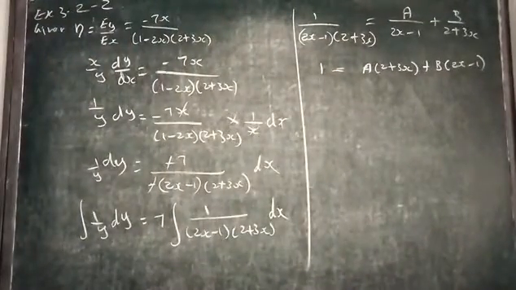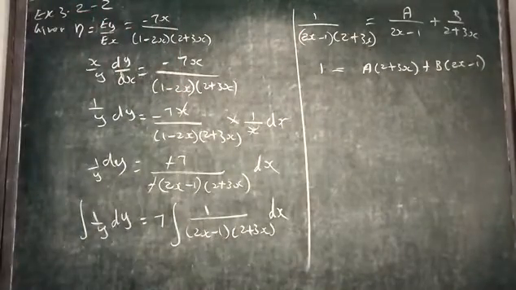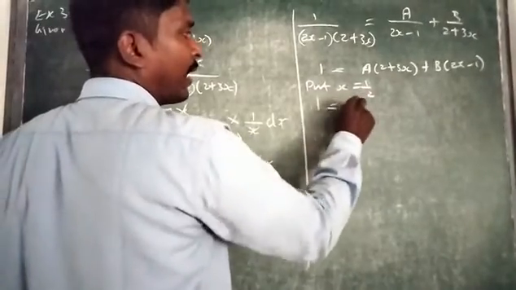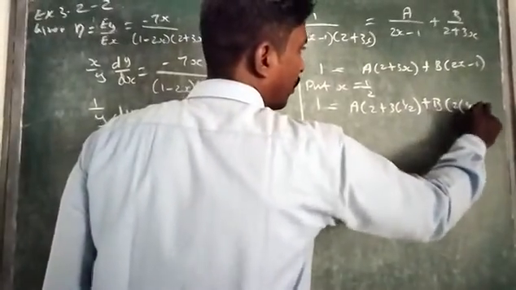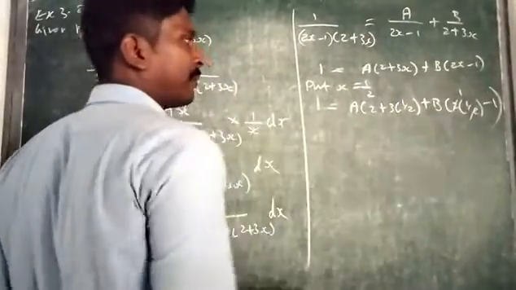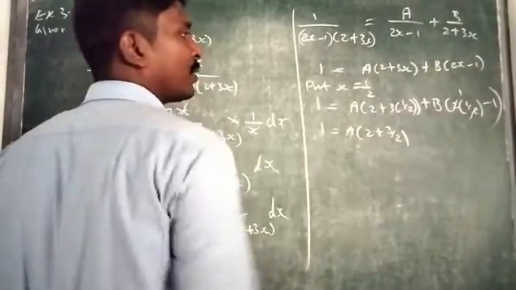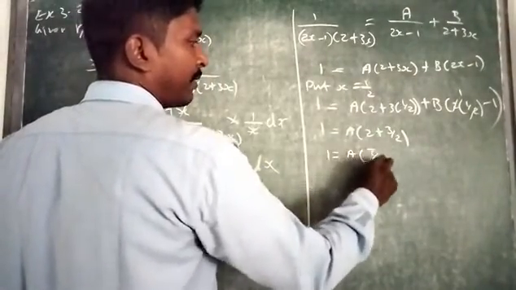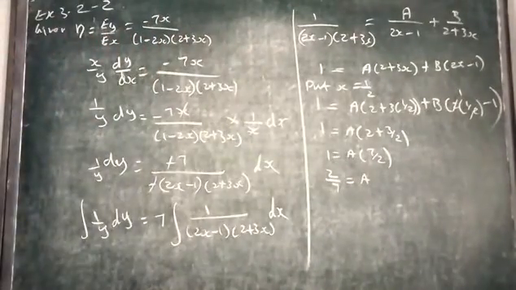To find the A value, try to make the B term 0. So instead of x, substitute 1 by 2. I am going to put x equal to 1 by 2. Then 1 equal to A into (2 plus 3 into 1 by 2) plus B into (2 into 1 by 2 minus 1). So the 2 is eliminated, 1 minus 1 is 0, and the entire B value becomes 0. Now A into (2 plus 3 by 2), which is 7 by 2. A into 7 by 2 equals 1, cross multiply, A equal to 2 by 7. So the A value is 2 by 7.